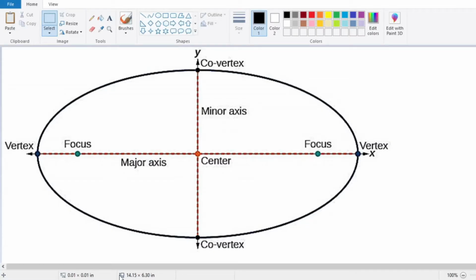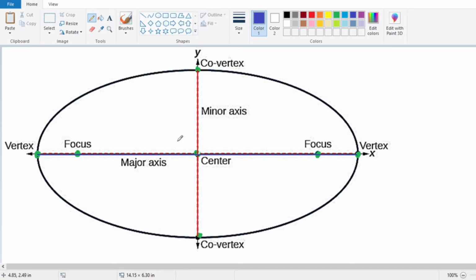Andito na lahat ng properties ng isang ellipse. Most specifically, ang kailangan nyo dito is the center of it all. Center, the foci, and then the vertex, and the co-vertex. Okay, you also should know that this length is called the minor axis. And then this length is called the major axis.